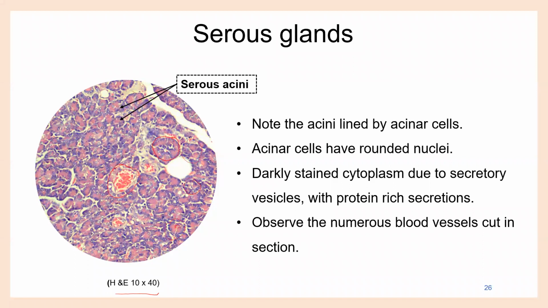This is a blood vessel cross section. These are red blood cells. Acini are lined by acinar cells. Acini have rounded nuclei. They are darkly stained because the cytoplasm has a lot of secretory vesicles, which are full of enzymes, so they are made of proteins. You can see cross sections of blood vessels because the pancreas has a lot of blood vessels, as it has the endocrine function as well.